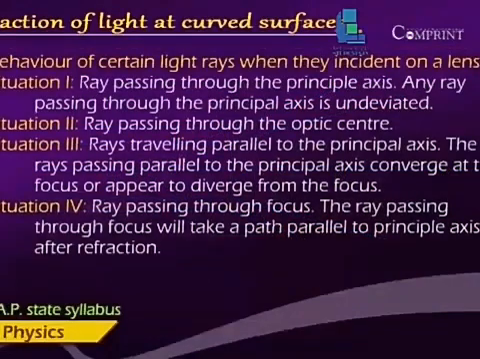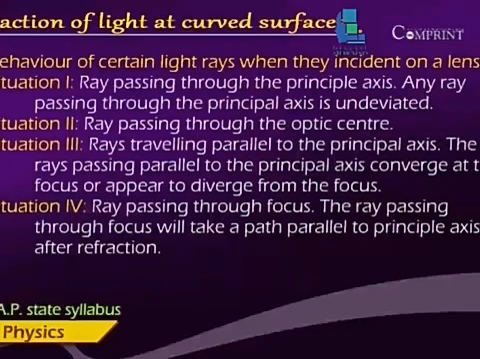Behavior of certain light rays when they are incident on a lens. Situation 1. Ray passing through the principal axis. Any ray passing through the principal axis is undeviated. Situation 2. Ray passing through the optic center.